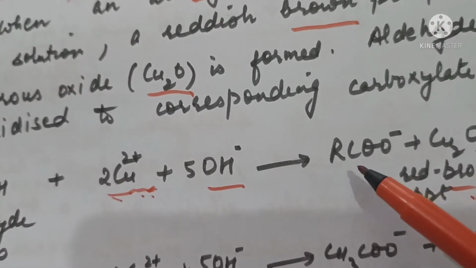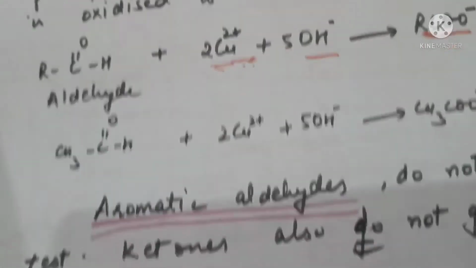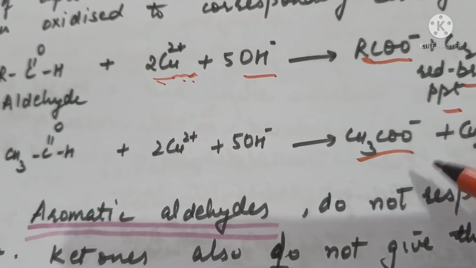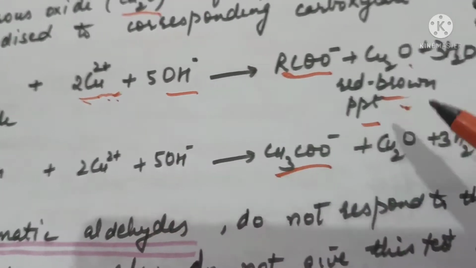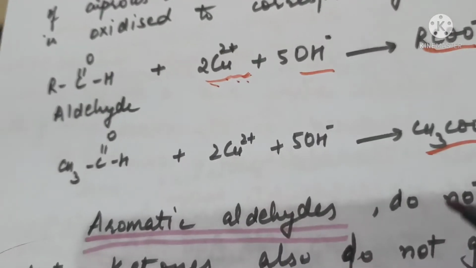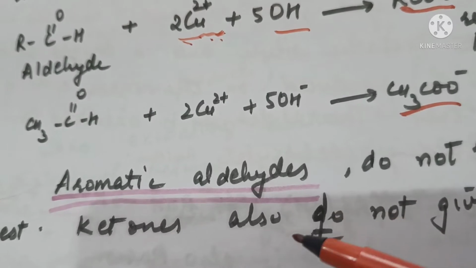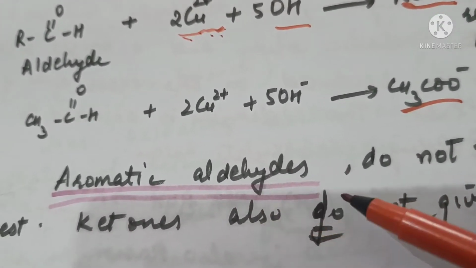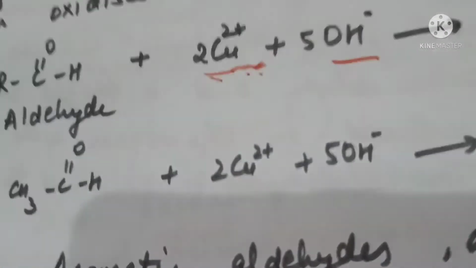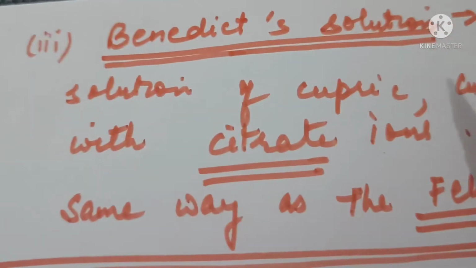The aldehyde itself gets oxidized to carboxylate ions in this reaction. So acetaldehyde will get converted to acetate ions, whereas cupric ions get converted to red-brown precipitates of cuprous oxide. In the Fehling solution test, this test is given by aliphatic aldehydes only. Aromatic aldehydes do not respond to Fehling solution. They respond to Tollens reagent but not to Fehling solution.